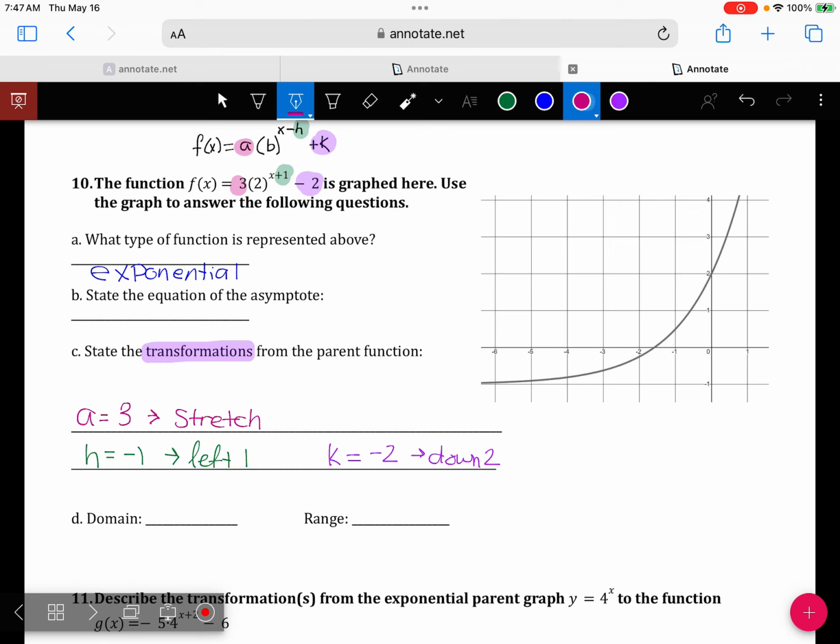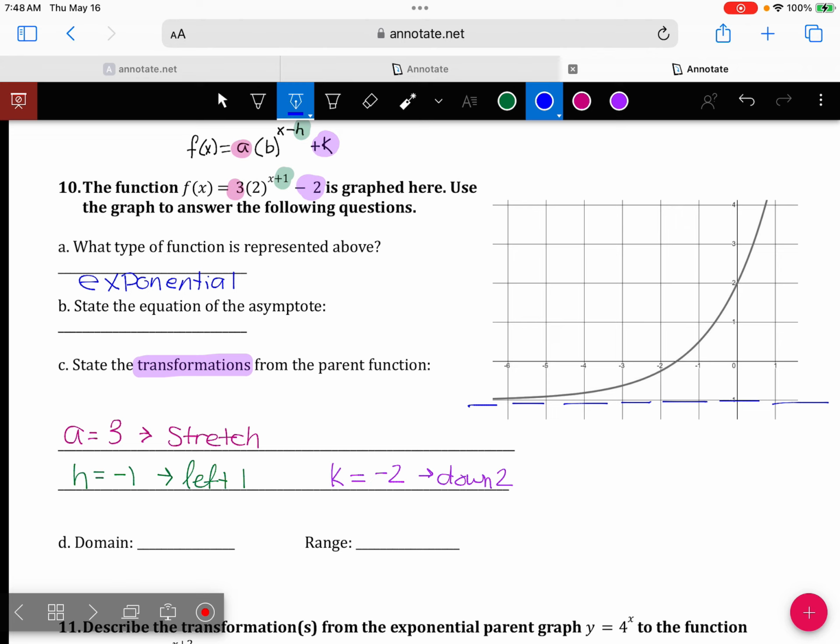So now we're going to look at b, and we're going to ask, what kind of asymptote is this going to have? A vertical one or a horizontal one? What kind of asymptote did these have? You could look at the picture here. Yeah, it has a horizontal one. It's going to be right around here. So we know it's going to have a horizontal asymptote.